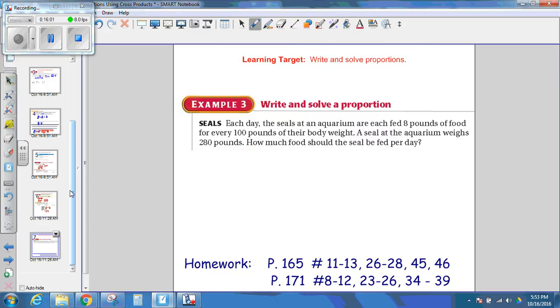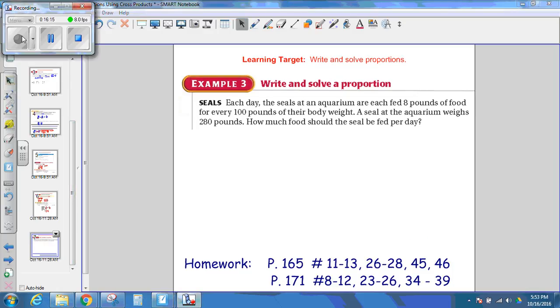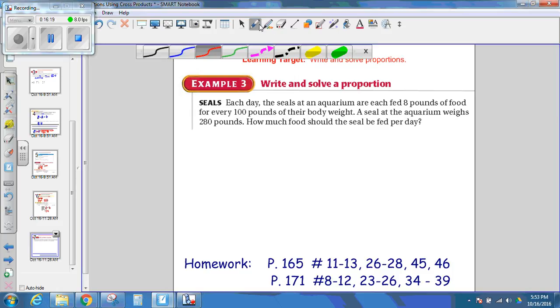Okay, one last example. Each day the seals at an aquarium are fed 8 pounds of food for every 100 pounds of their body weight. A seal at the aquarium weighs 280 pounds. How much food should the seal be fed per day? Okay, so first we need to write a proportion showing two ratios that compare the amount of food with the weight of the seal.